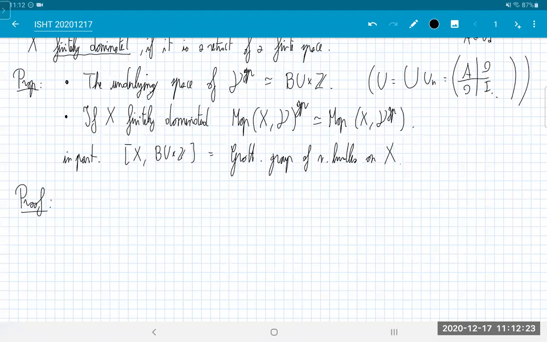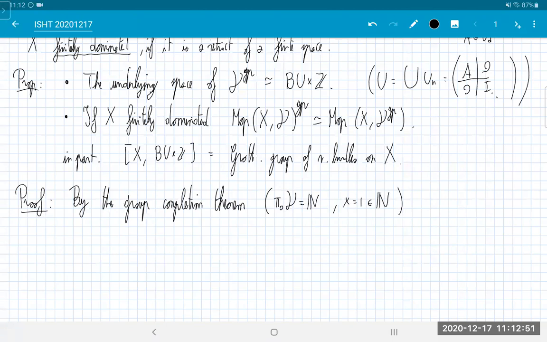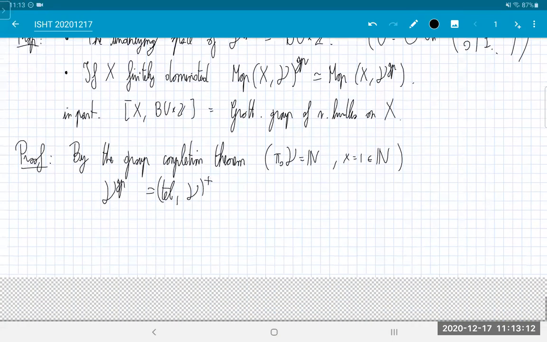So let's do first the first statement. By the group completion theorem, oh, sorry. Remember π0 of V I said was N, so I can take x equals one in N. That was in the hypothesis of the group completion theorem. So we have that the group completion of V is the telescope of one in V, with the plus construction. So let's compute the telescope. And in fact, we will see that the telescope is simply connected, so the plus construction will be unnecessary.